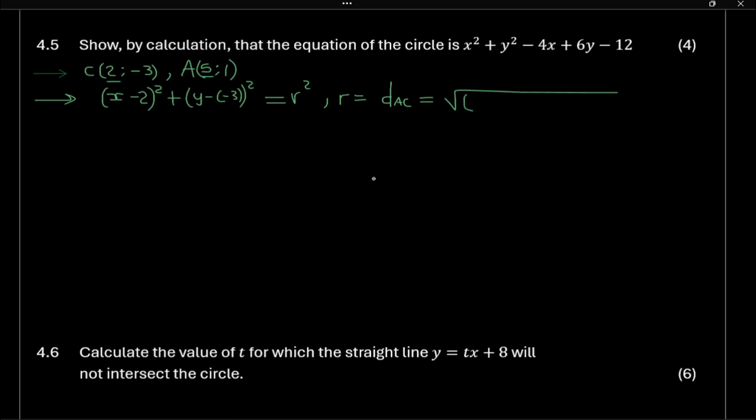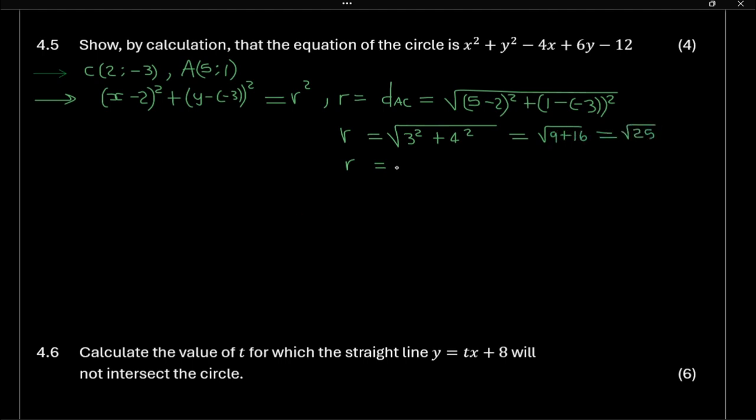We use the same distance formula: 5 minus 2 squared, plus 1 minus negative 3, all squared. So our radius will be the root of 3 squared plus 4 squared. That's root of 9 plus 16, which is 25. So it's root 25, which gives us 5.